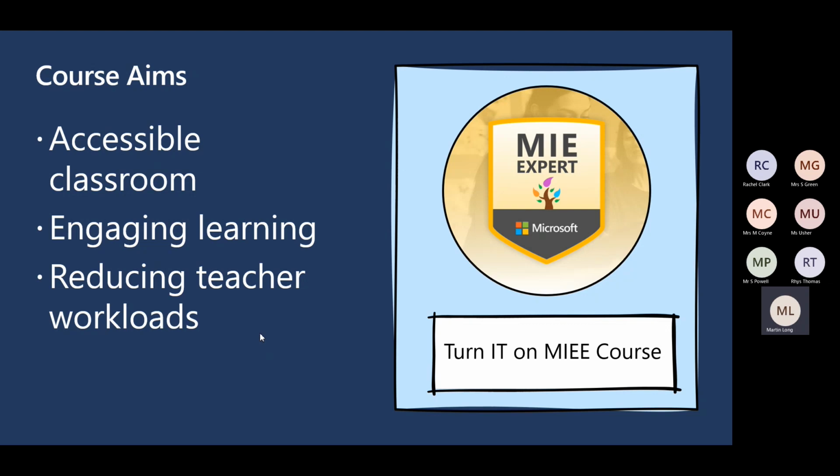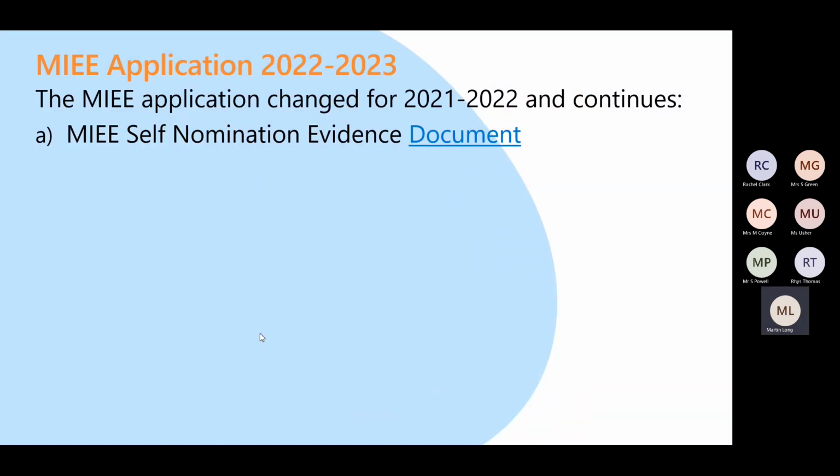But as you'll see today, hopefully from things like Forms and Sway, we are focusing very much on making your workload more manageable and not adding to it by you becoming an MIE. In fact, trying to reduce it by automating some of the mundane and regular tasks that you do and using technology to your advantage.